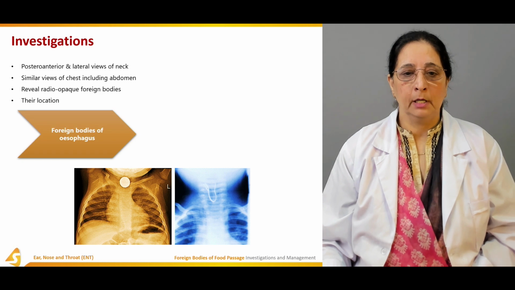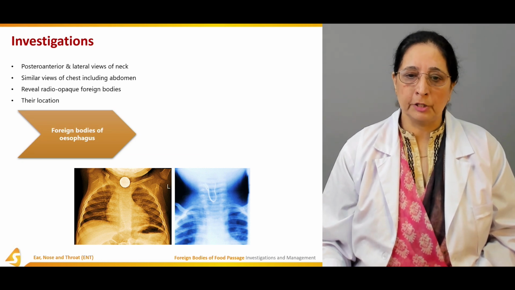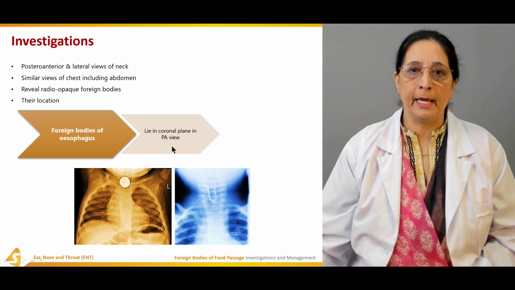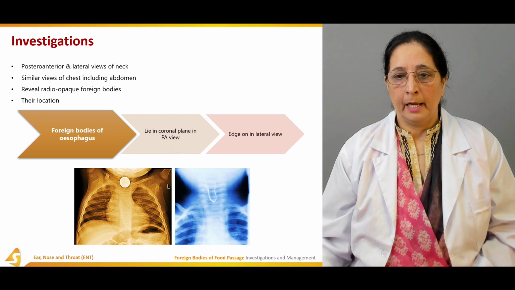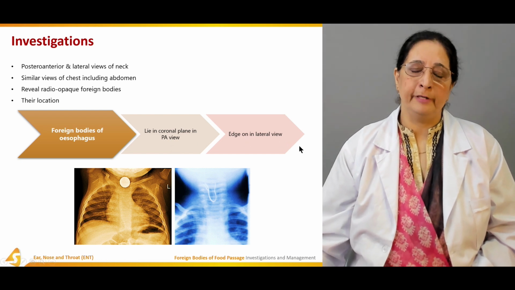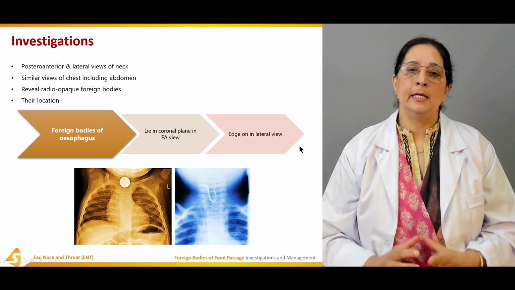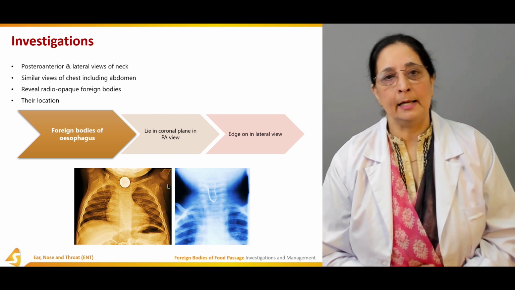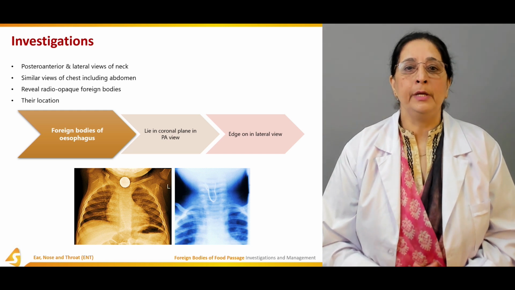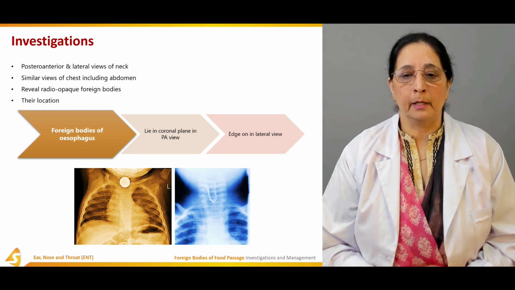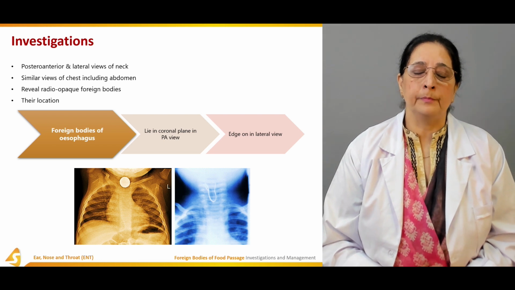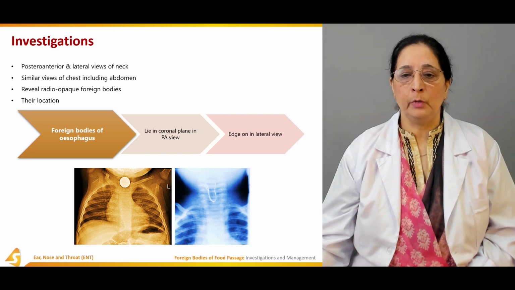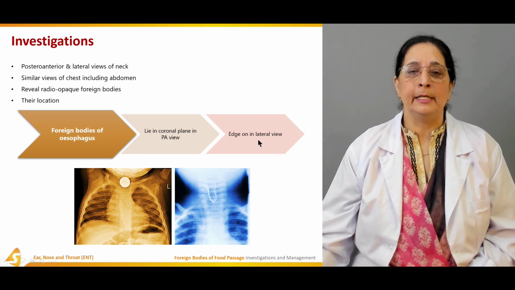Their location: a foreign body of the esophagus lies in the coronal plane in the PA view, edge on in the lateral view. So if the foreign body is in the esophagus and we do the X-ray, PA view and lateral view, on the PA view the foreign object lies in the coronal plane, but in the lateral view it lies on the edge.